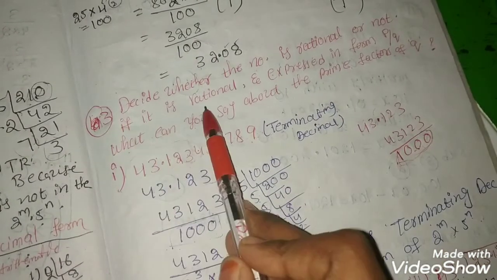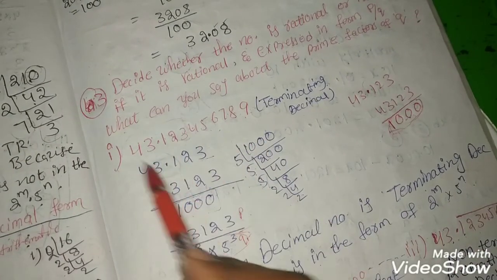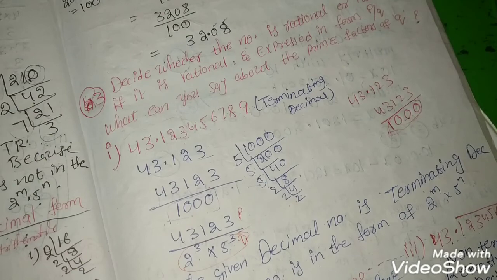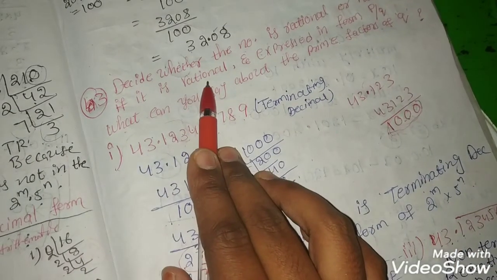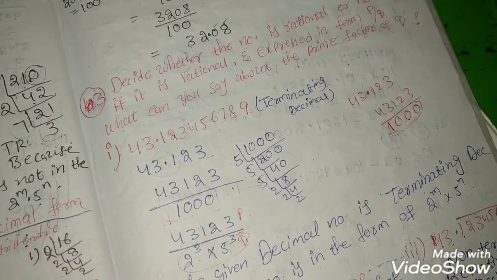If it is a rational number, we have to express it in the p by q form. If it is an irrational number, then we don't need to express it in the form of p by q.